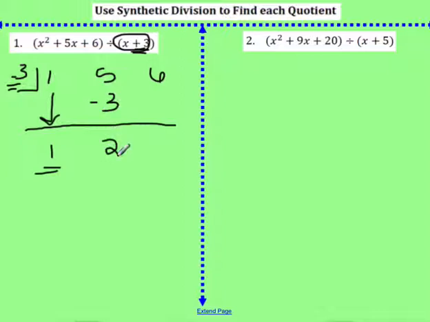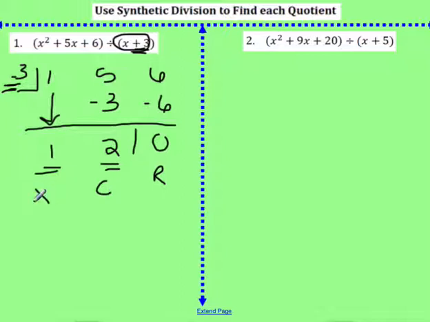I'm going to repeat that same thing. I'm going to take 2 and multiply it by our negative 3. 2 times negative 3 is negative 6. Now that adds to 0. This last term is our remainder, which means that this is our constant and this is our x term.